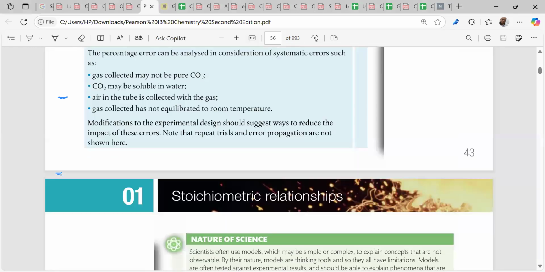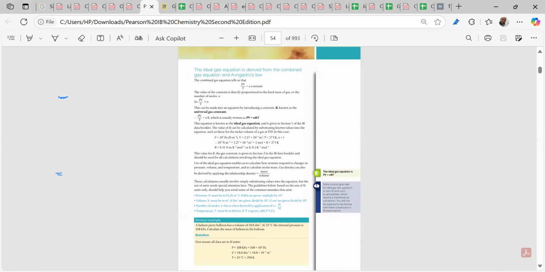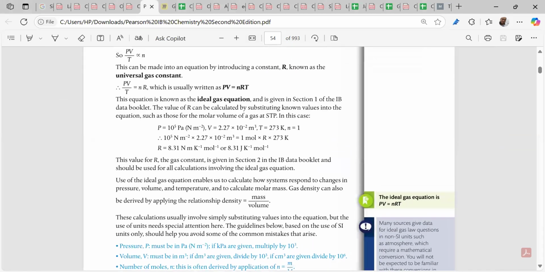Let's go to the next part. Now, see, we are going to the part of the ideal gas equation, right? Now, you have to understand that when we speak about ideal gases, there are two assumptions we take. You can write down: when we're taking ideal gases, we're taking two assumptions, right? What are the two assumptions we are taking?